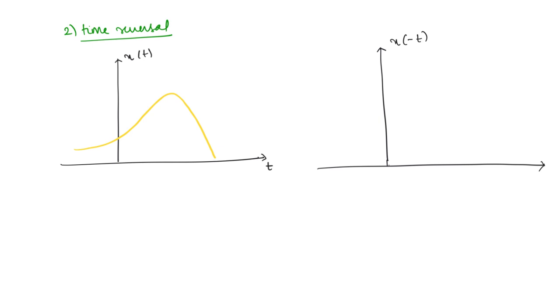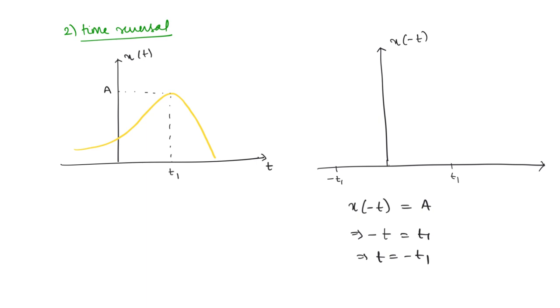Okay, so if you take a point, let us say this point is some t1, and at t1 the value is at the peak, let us say a. Now x of minus t, when will it be equal to a? When minus t is equal to t1, that is at t is equal to minus t1. So exactly if t1 is here, on the other side you have minus t1. At this point you're going to get the peak.